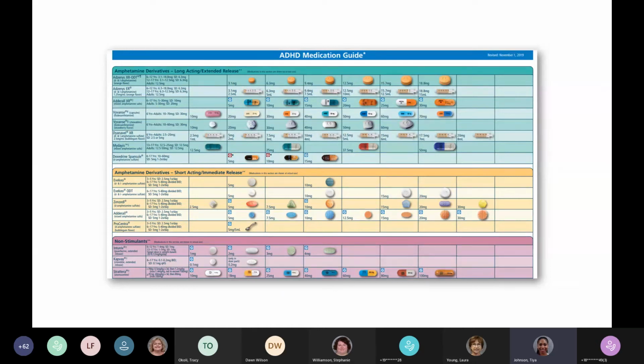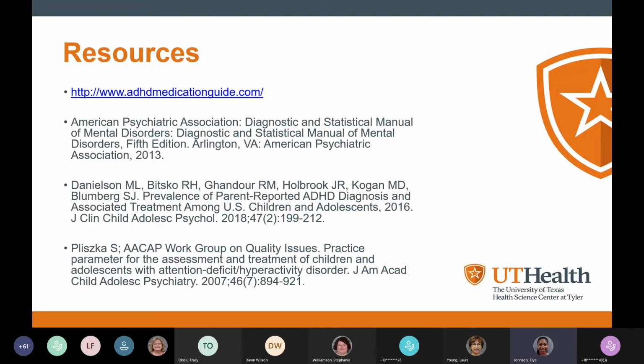So I love this. And if you want to get this, like I said, you can go to www.adhdmedicationguide.com and purchase these in laminated form. And these are my resources.